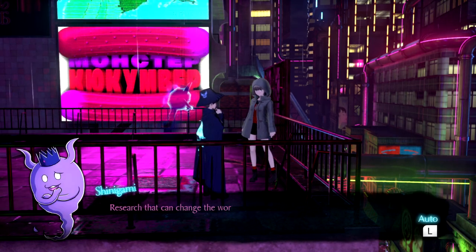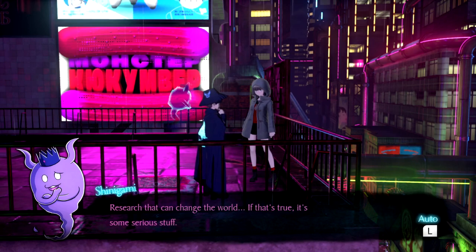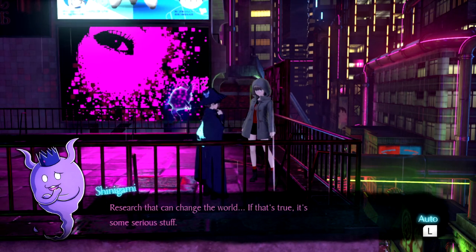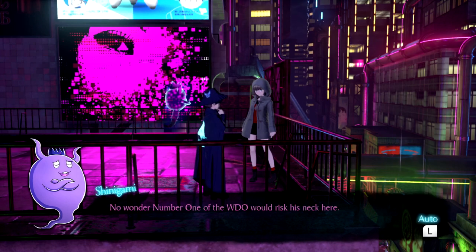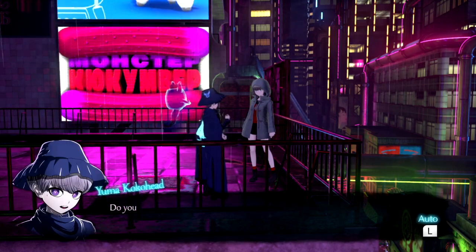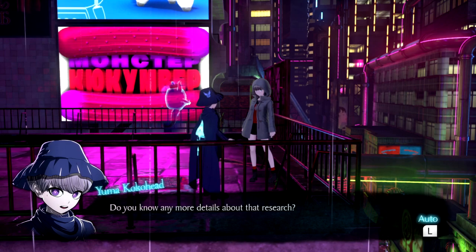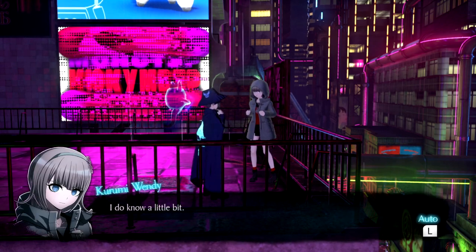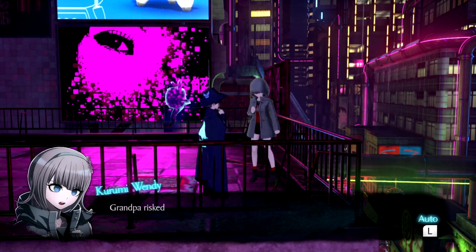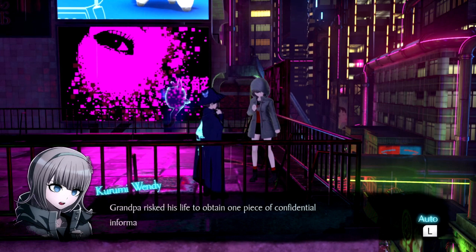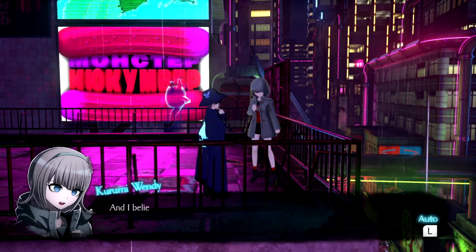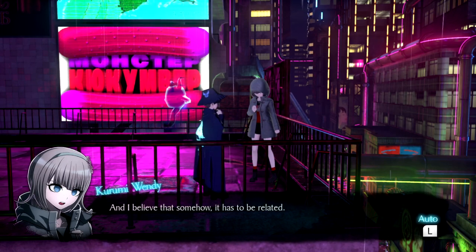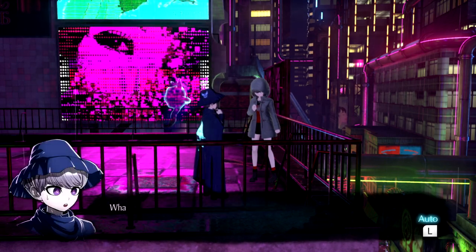Research that can change the world? If that's true, it's some serious stuff. No wonder number one of the WDO would risk his neck here. Do you know any more details about that research? I do know a little bit. Grandpa risked his life to obtain one piece of confidential information about Amaterasu Corp. And I believe that somehow, it has to be related. What do you mean?